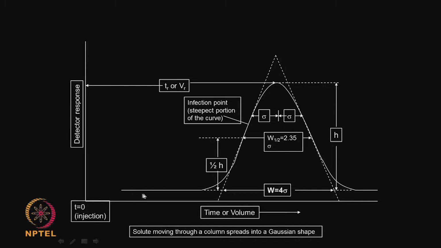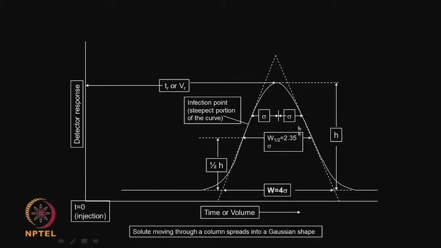Okay, so as I said, you have a peak like this coming out as you inject at time equal to 0. This x axis could be time, retention time, or it could be retention volume. Like I said, retention volume is nothing but retention time into flow rate. This is called the width at the base. How do you estimate it? You draw a tangent at the steepest portion, you draw another tangent, and you take this. This is called the width at the base. This is called the height, okay. This is called half width. Half width is measured at half of the height. If you have h here, you take half h, this is the half height, okay.